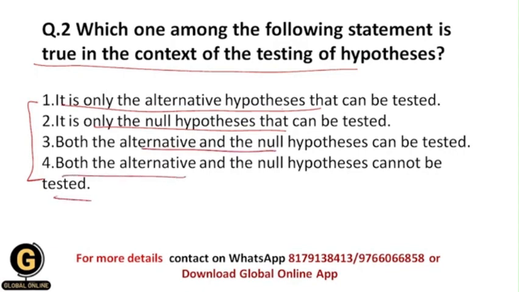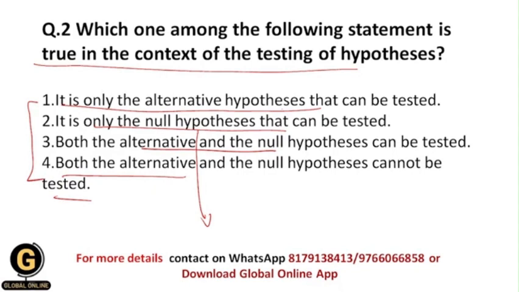So basically students, this thing is really most important. Whenever you test the hypothesis, in that section you only test the null hypothesis. Because the meaning of null hypothesis is that we state that there is no relationship between the variables under study, and that's why we test only the null hypothesis.